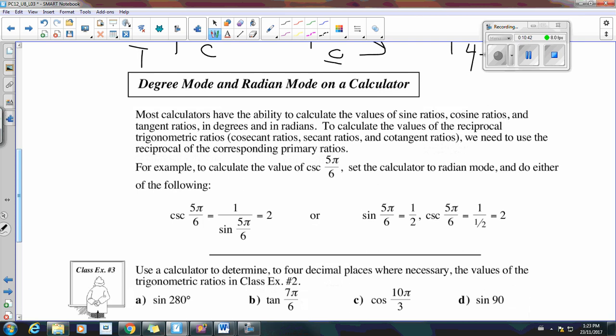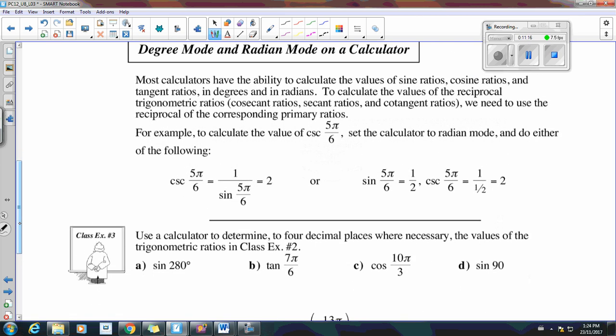Now, our calculators are pretty smart and can, of course, help us with this. So most calculators have the ability to calculate values of sine, cosine, and tangent ratios in degrees and radians. To calculate the value of the reciprocal trigonometric ratios, we can calculate the reciprocal. Now, your calculators may have that as an option. I have to look into it, though. That might be something that is locked out in press-to-test mode, so I'll get back to you on that. But it's pretty simple to go 1 divided by sine of the value.